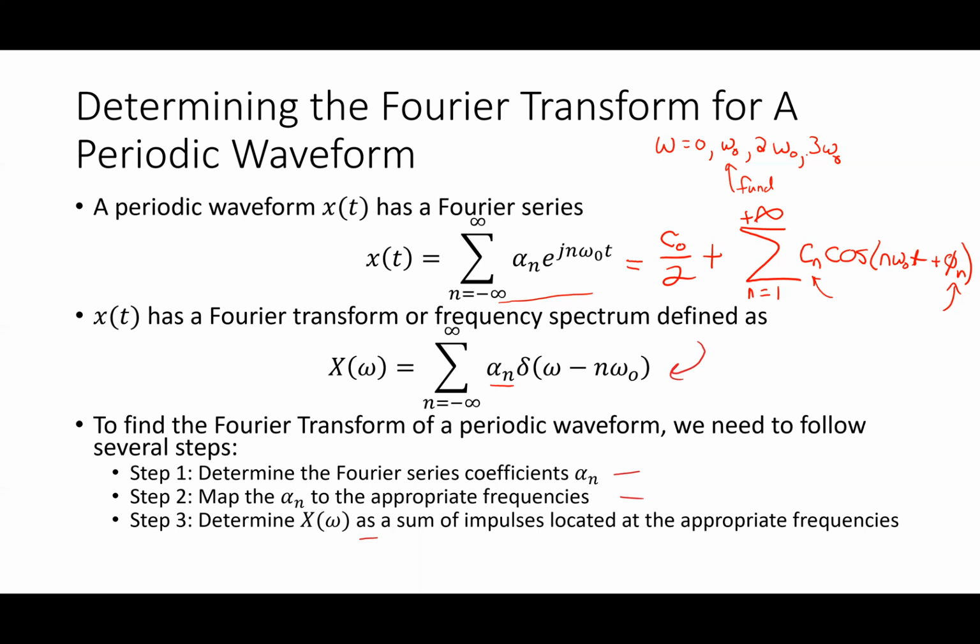So in the frequency domain, what I'm going to do is I'm going to have impulses that are located at those frequencies. Okay. And to get the Fourier transform, I've got a couple of steps, right? The first step is I've got to get the Fourier series coefficients. Then I've got to map those to the right frequencies. And then I've got to figure out what this x of omega actually is.